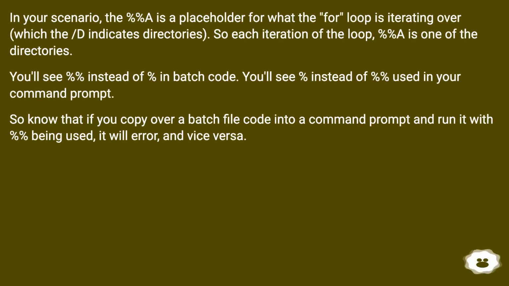In your scenario, the %%a is a placeholder for what the for loop is iterating over, which the /d indicates directories. So each iteration of the loop, %%a is one of the directories. You'll see %% instead of % in batch code. You'll see % instead of %% used in your command prompt. So know that if you copy over batch file code into a command prompt and run it with %% being used, it will error, and vice versa.